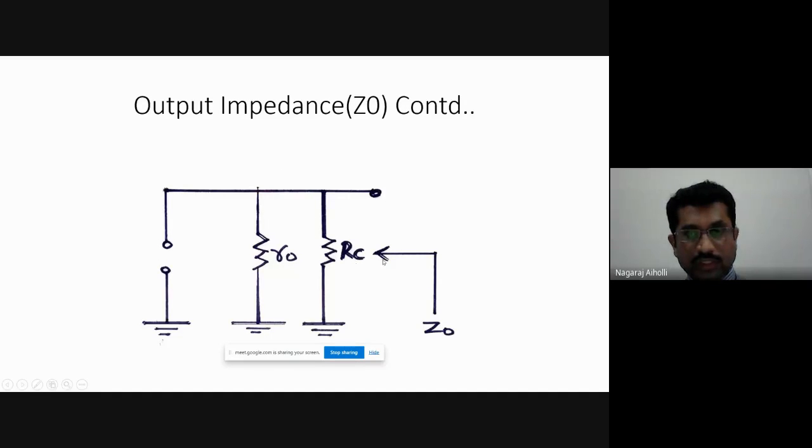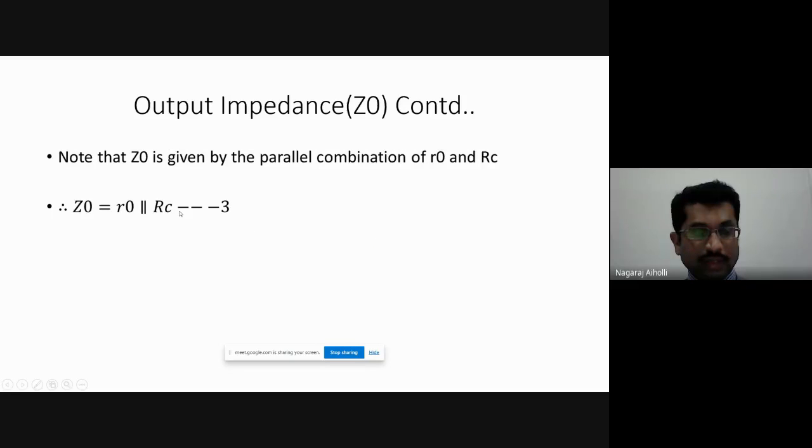So what will be Zo, students? If you look from this side, it is ro parallel capital RC. Zo will be small ro parallel capital RC.